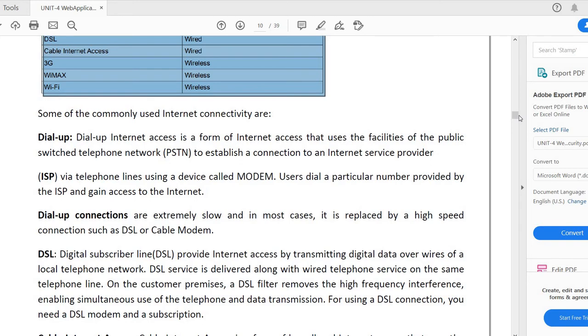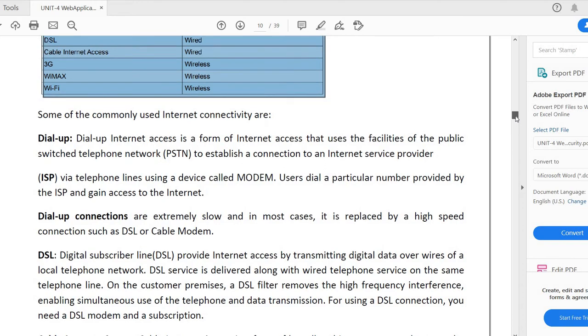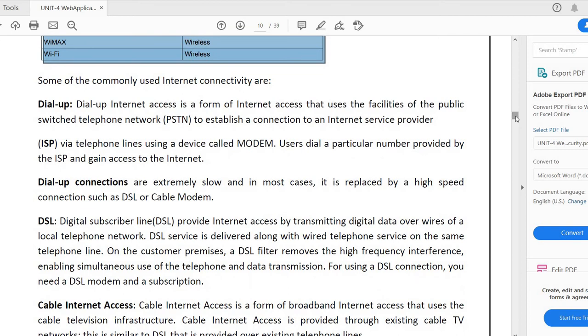Then next we have DSL. DSL means Digital Subscriber Line. It also provides internet access by transmitting data over the wires of a local telephone network. It's another type of internet access using the telephone network itself.